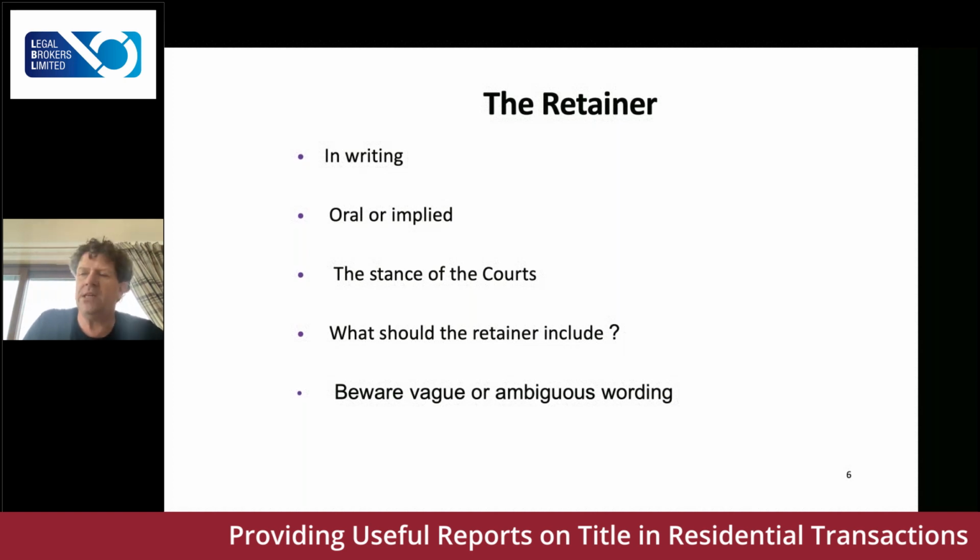It is dangerous indeed to deal with issues relating to the retainer in the report on title, because by the time the report on title is produced, it's too late. The client needs to know about the nature of the relationship between our firm and our client when we're onboarding the client, not when we're producing a report on title before we exchange contracts.